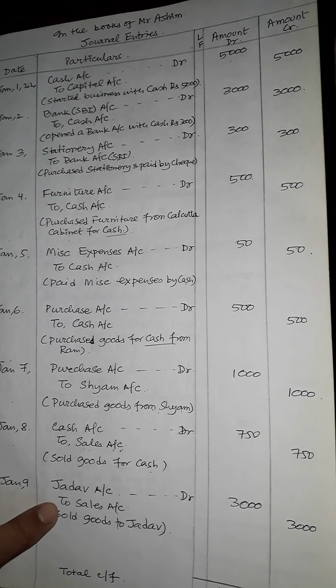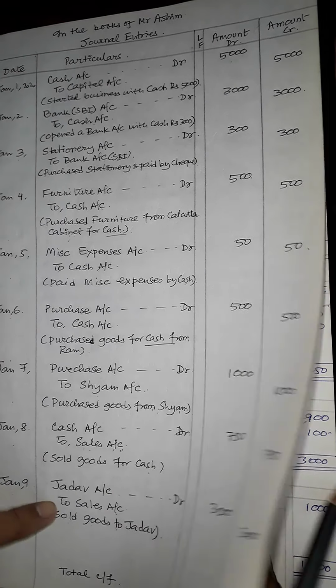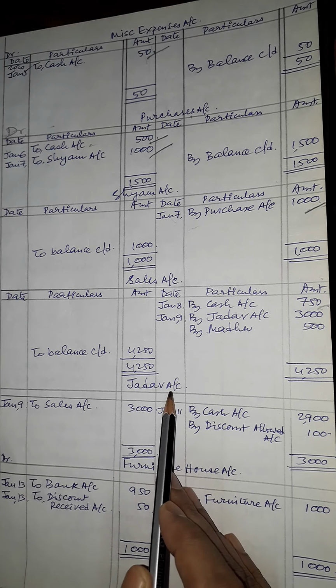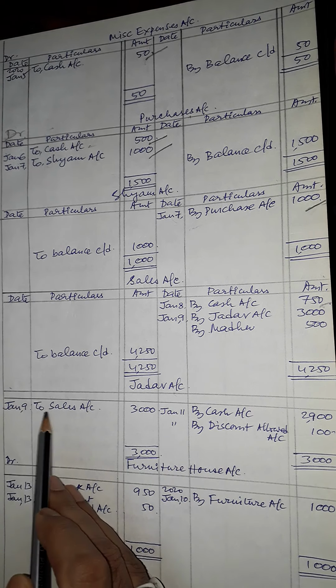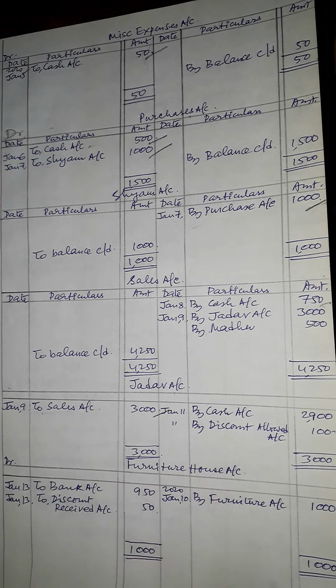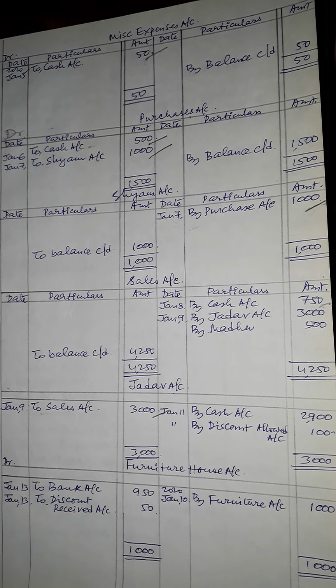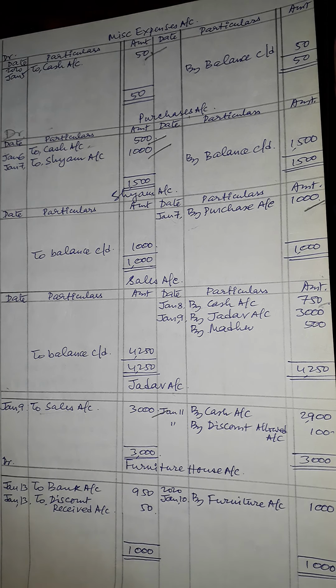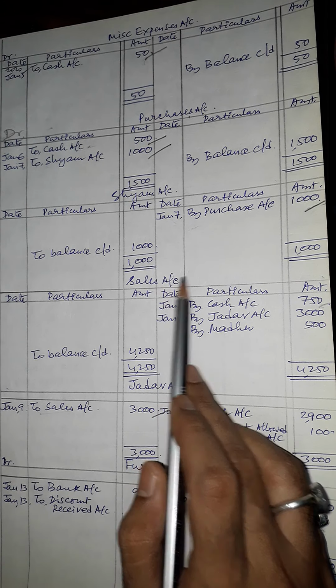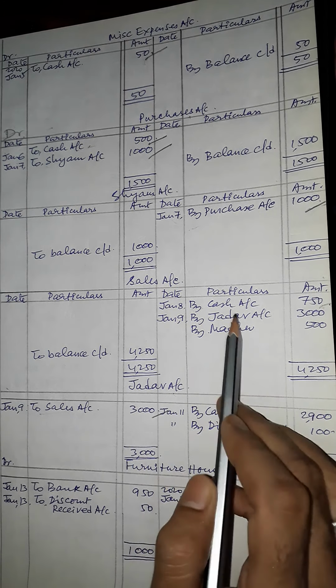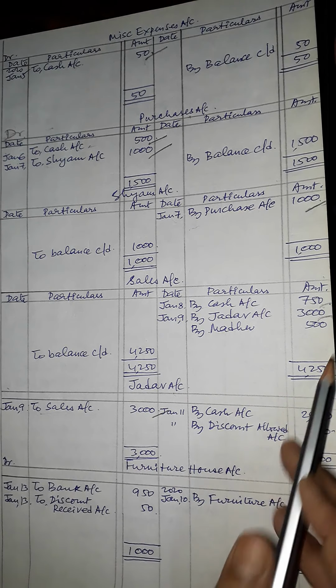Jadav account debit to sales, this is the next transaction, 3000. Jadav account debit to sales account 3000. And in sales account we will write sales account credited by Jadav account 3000.